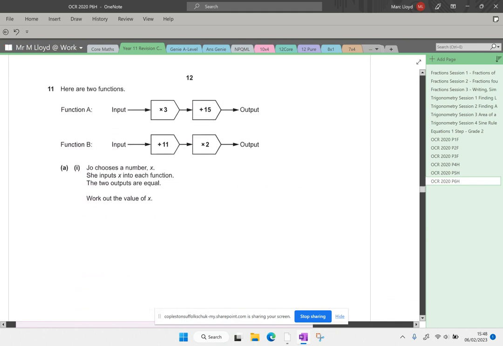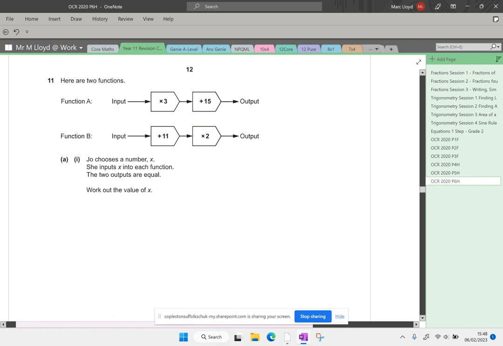Question 11. Here are two functions, function A, function B. Jo chooses a number, x. She inputs x into each function. The two outputs are equal. Work out the value of x.